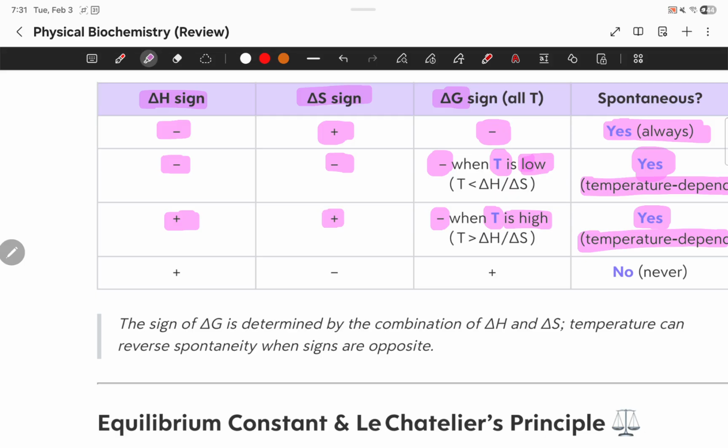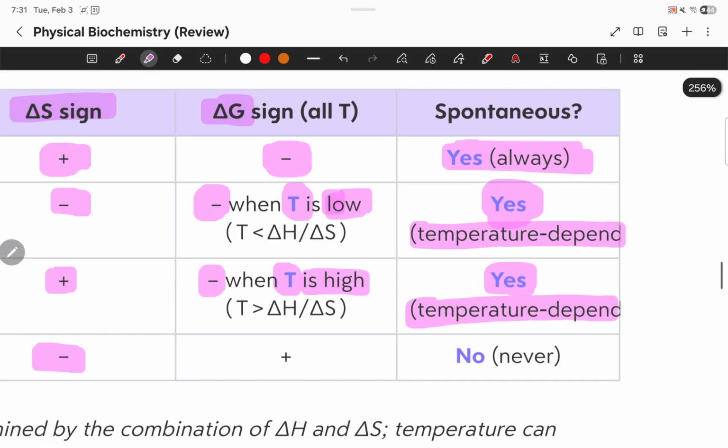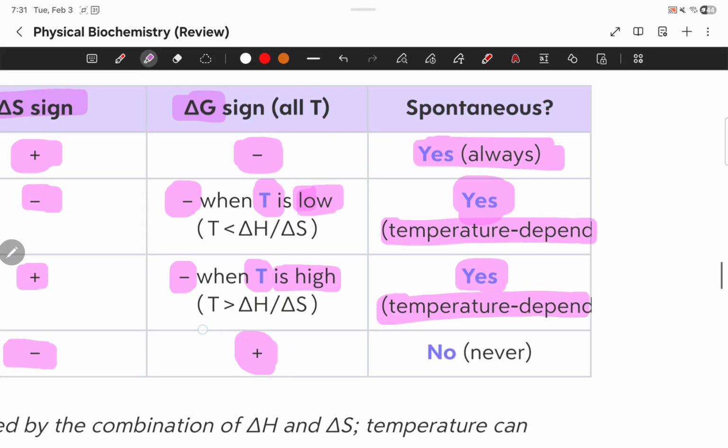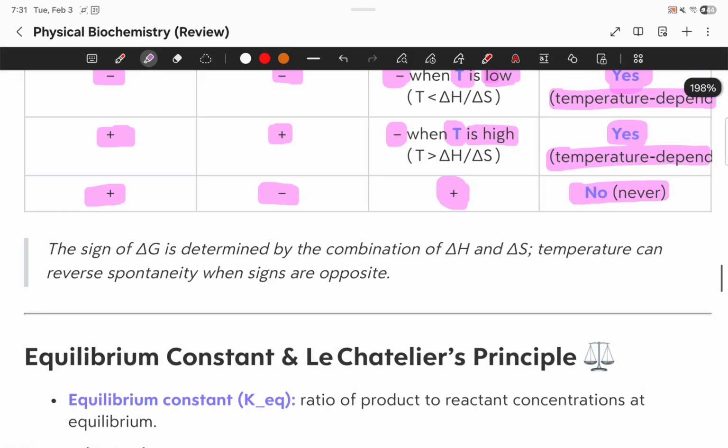Now let's talk about the final situation where we have delta H as positive and delta S as negative. Then the sign of delta G is going to be positive, meaning that it's not spontaneous and it will prefer the reactants over the products. So the sign of delta G is determined by the combination of delta H and delta S. Temperature can reverse the spontaneity when signs are opposite.